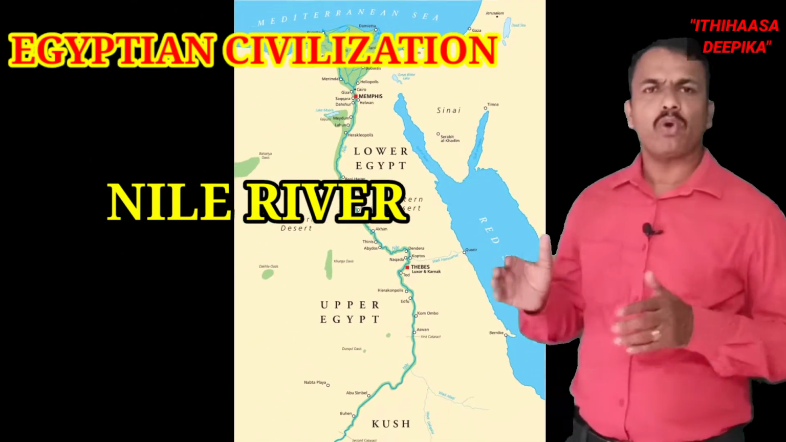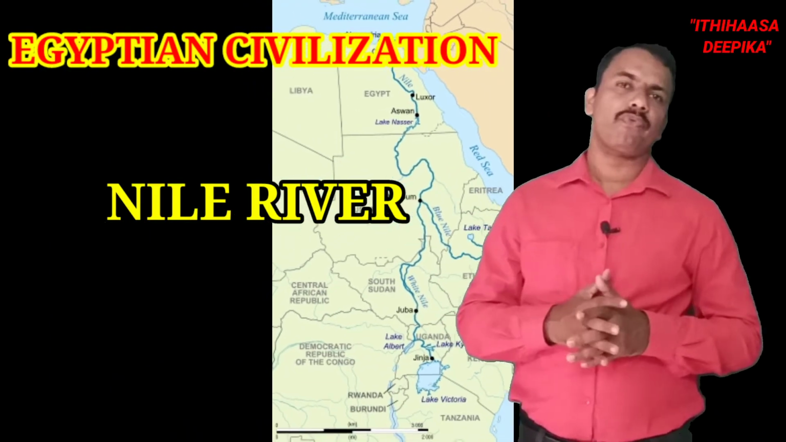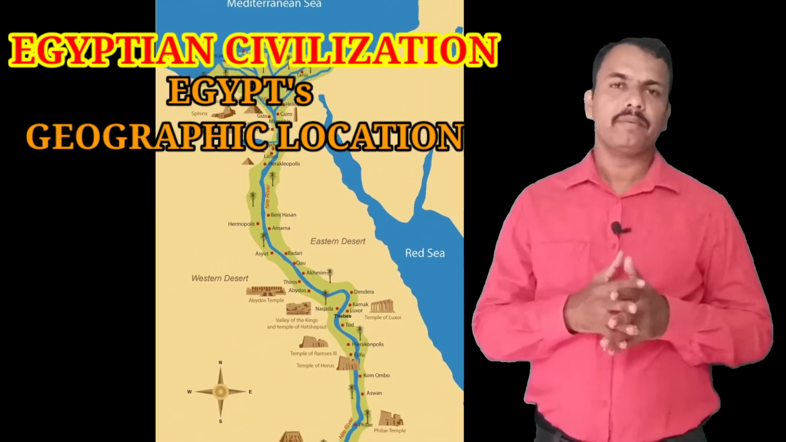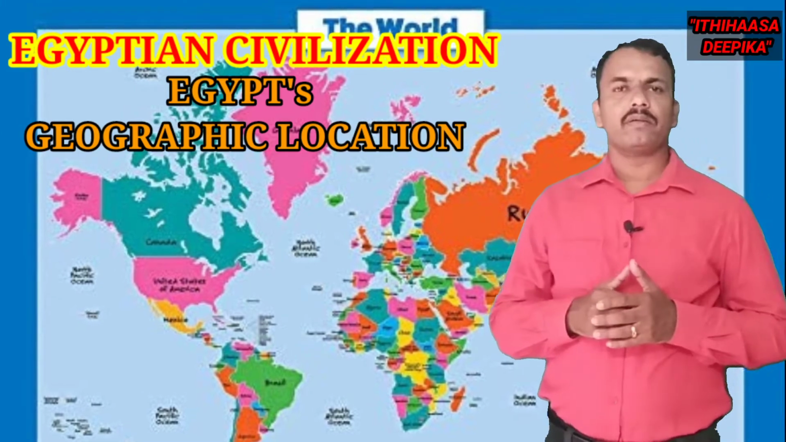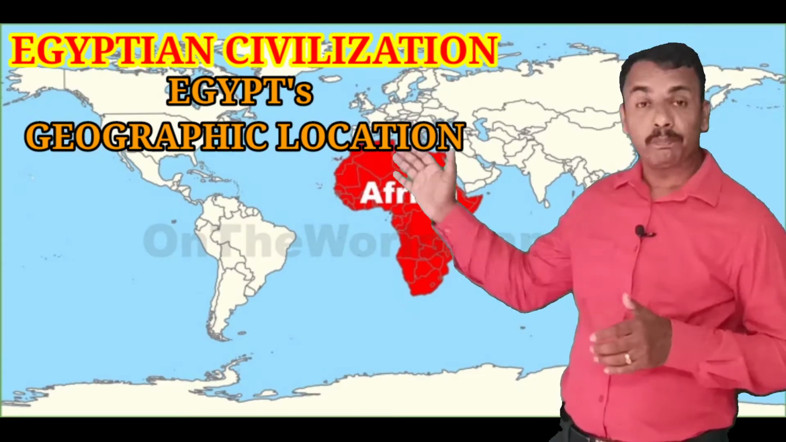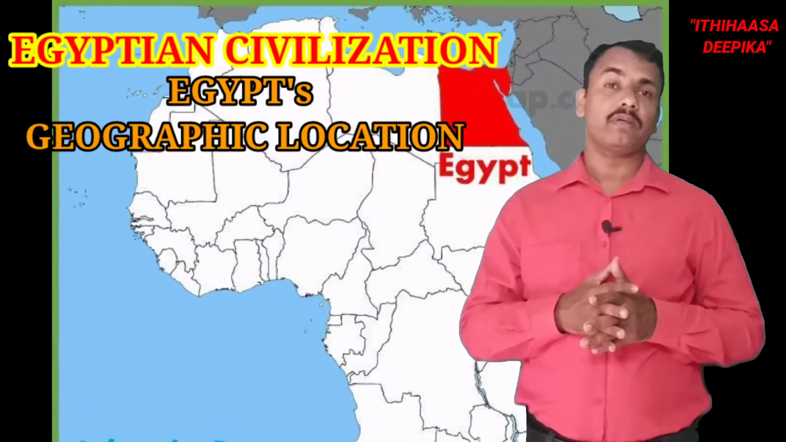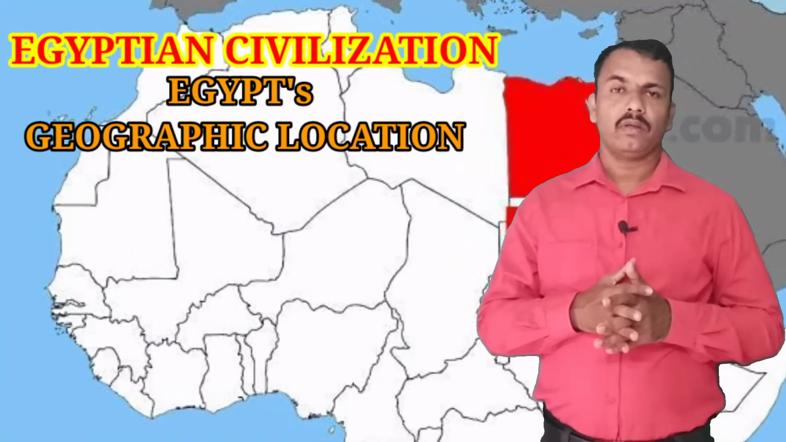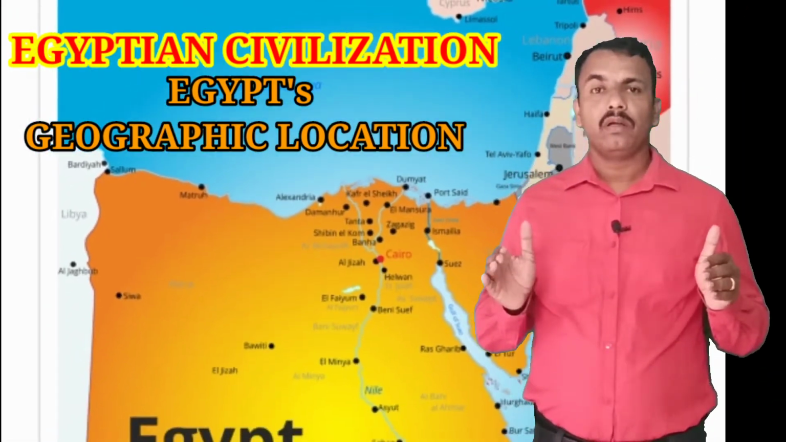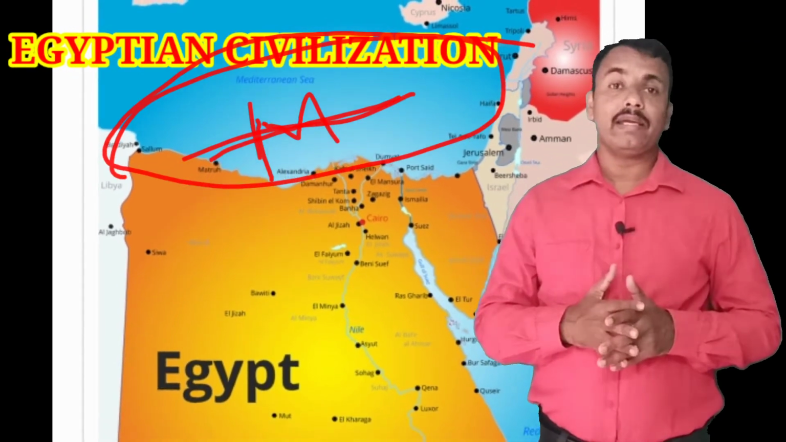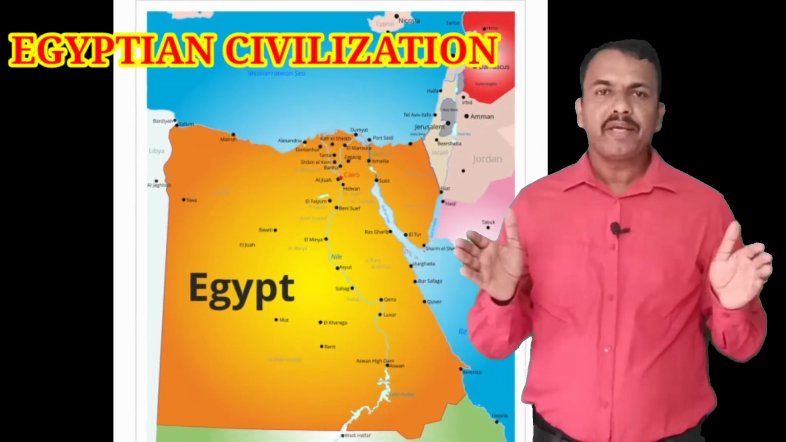Relating to the geographical location, first I am explaining about the location of Egypt. Egypt is in the African continent, especially in the northern part of the African continent. This country is surrounded by the Mediterranean Sea in the northern part.